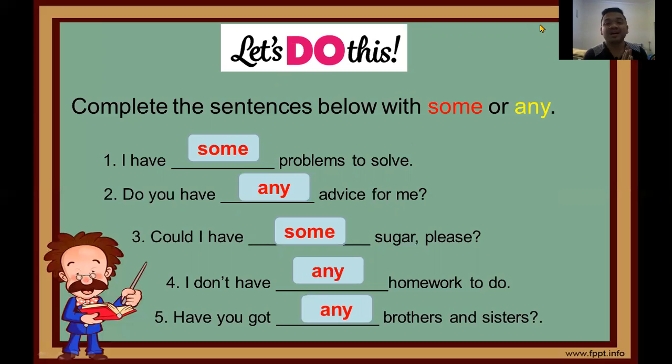I hope that this short class can help you in remembering, revising, or reviewing your basic grammar.